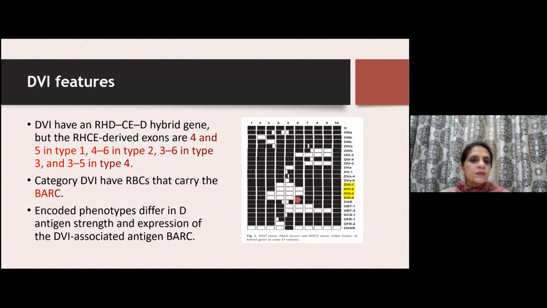So that is why we can say that they have a different genetic makeup, and because of this reason, category D6 have RBCs that carry different amounts of the BARC antigen. All may not carry the BARC antigen. It depends upon the novel sequence that is generated, and D6 type 3 has been shown to carry the BARC antigen most commonly.